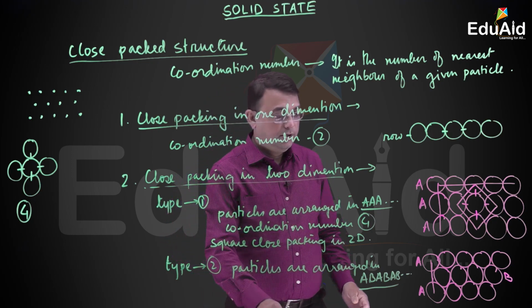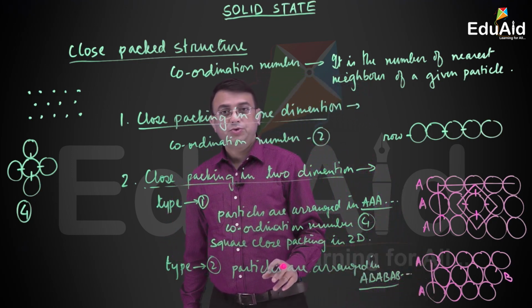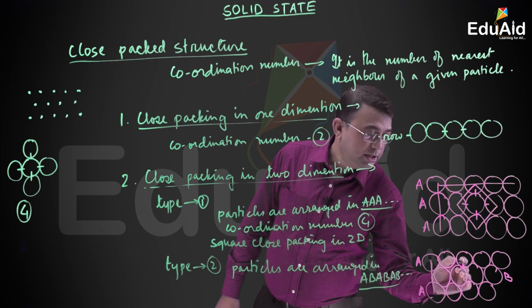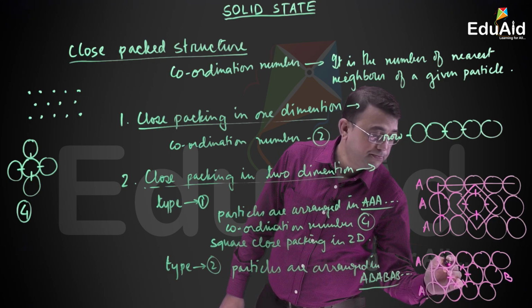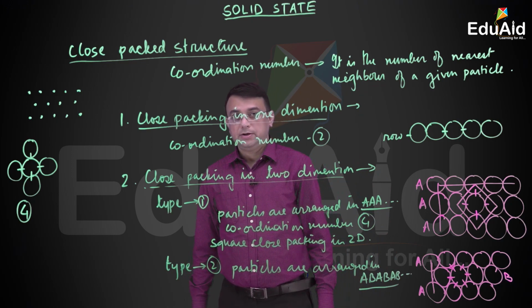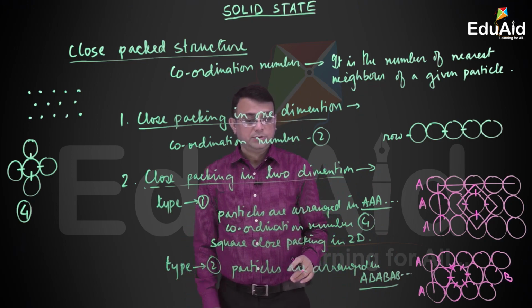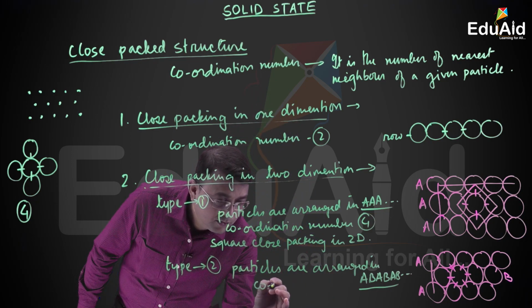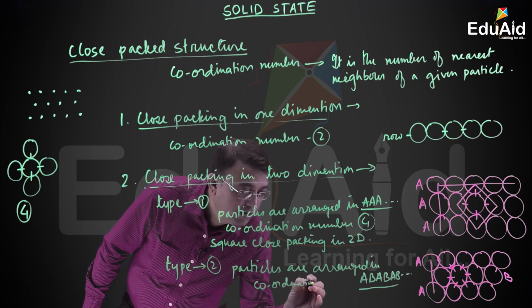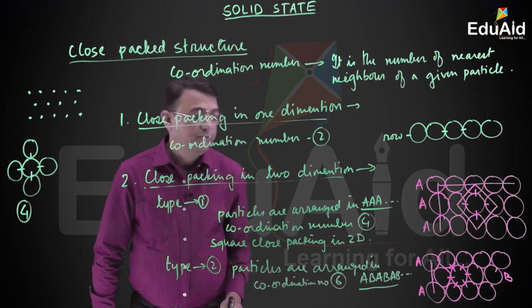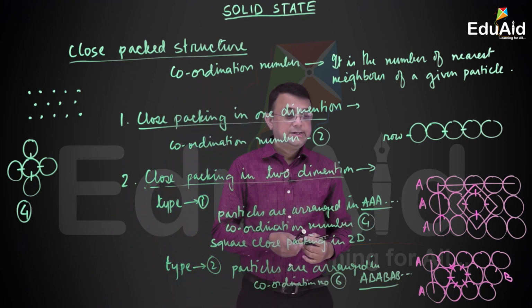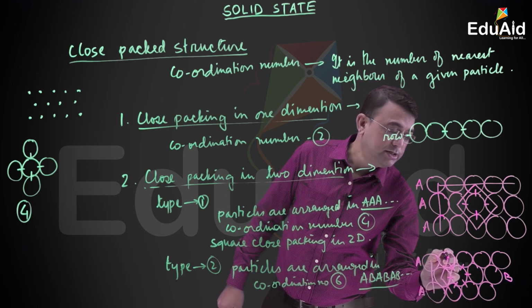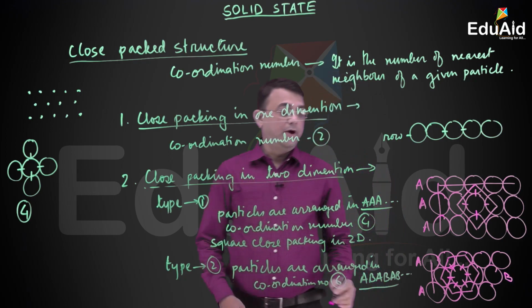Now look at the surroundings of each of these particles. Whichever particle you take, it is touching other 6 particles. Have you seen this? Touching other 6 particles. So the coordination number is 6. In this type of arrangement, the coordination number is 6, and if you connect these particles, you will find a hexagon.